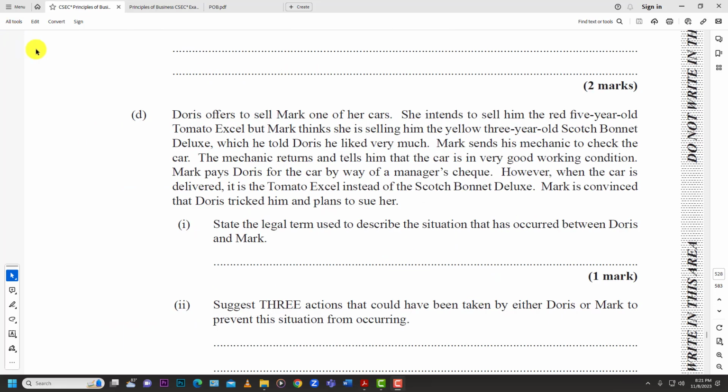Next question. Doris offers to sell Mark one of her cars.